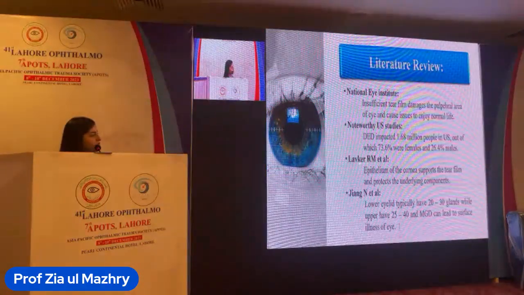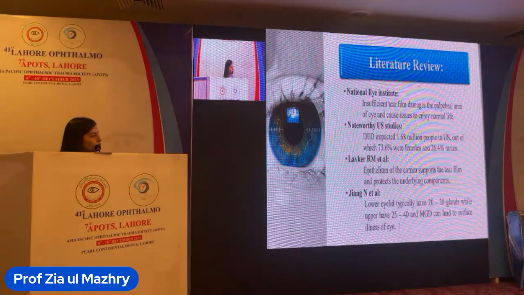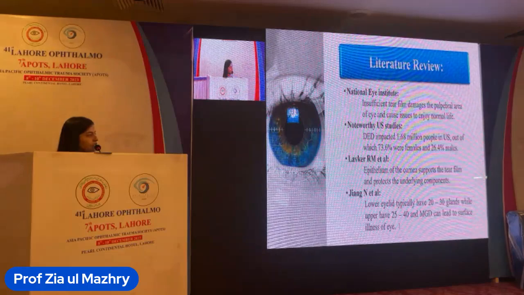Further, Larker, he has done his research with his co-workers, and he concluded that corneal epithelium supports the tear film and it protects the underlying contents.